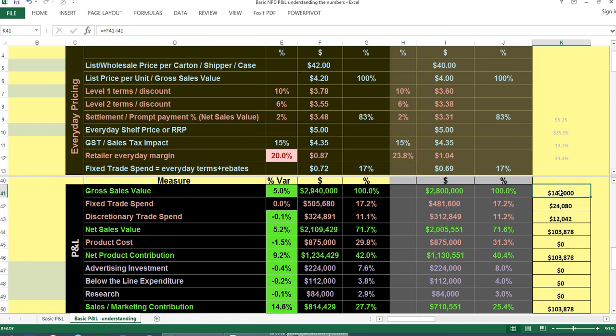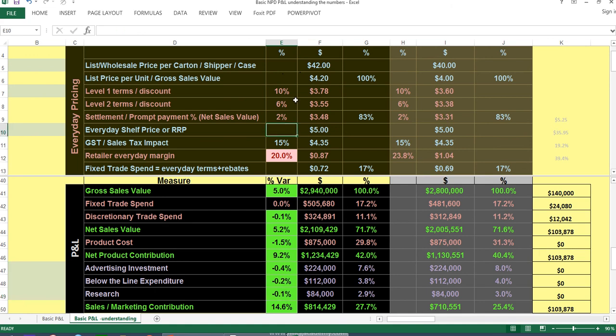So you've got $140,000 more in gross sales. You've lost a bit of money with trade spend, and you've got $103,000 in terms of net sales, and then that remains consistent all the way through because the costs of product and advertising don't change. So we assumed similar advertising costs, but their percentages obviously come down. That's why these cells have turned green.